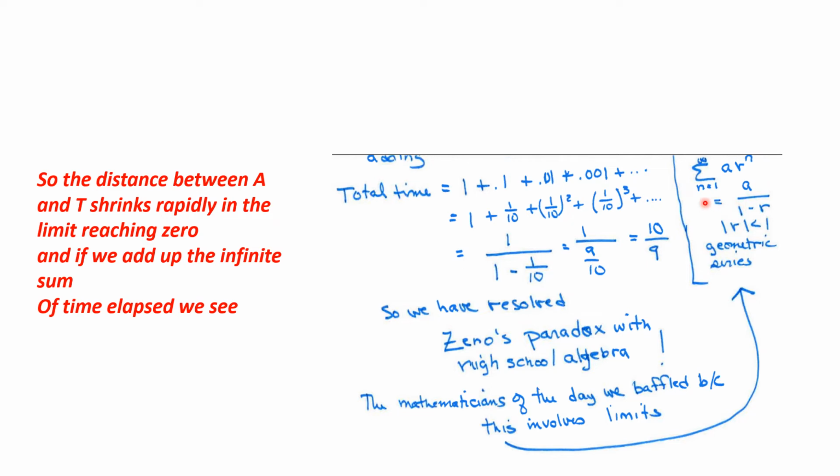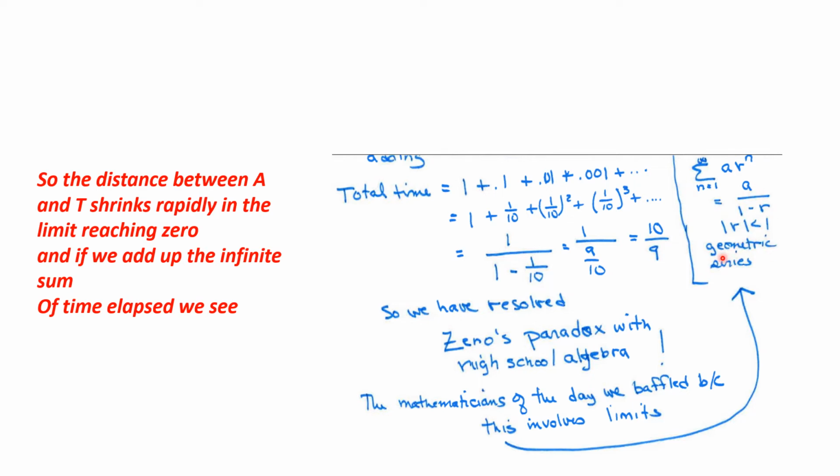Actually, that should have been n equals 0. The first term, because there it's just 1, and you're not multiplying by the 1 over 10. So that should say the sum from n equals 0 is a over 1 minus r, whenever the absolute value of r is less than 1.